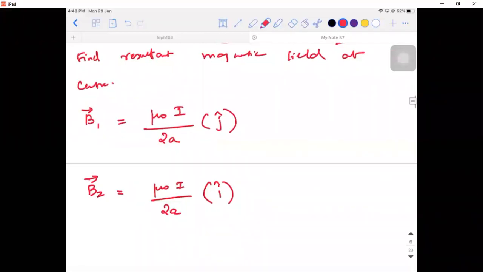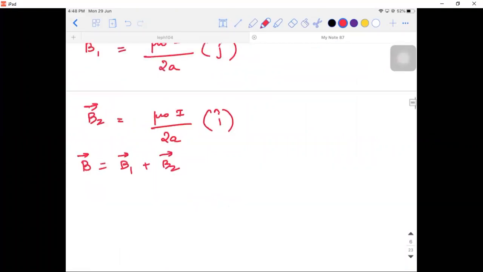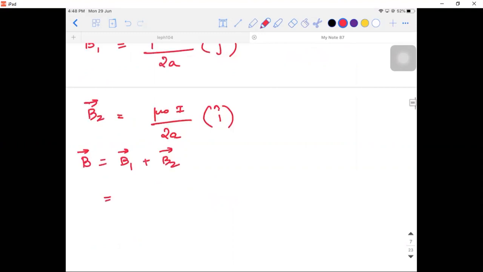When you do this, what is going to be the resultant magnetic field? It will be B1 vector plus B2 vector. Right? So B1 vector plus B2 vector means it is mu naught I divided by 2A into J cap plus mu naught I divided by 2A in the direction of I cap. So this is the value of the vector sum.